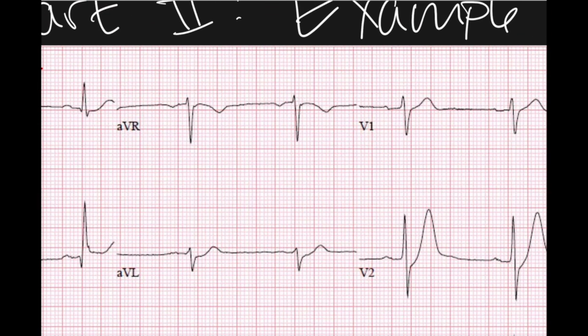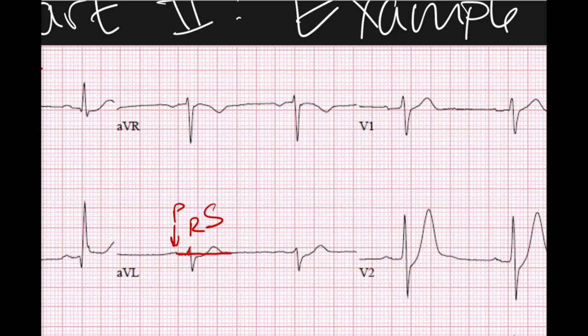Coming up to AVR, we have that negative P wave. We have that little R wave, so that RS complex, and we have the inverted T waves. So we see that everything in AVR is good. In AVL, we have that P wave. We have this slurring, this R wave, so RS complex.